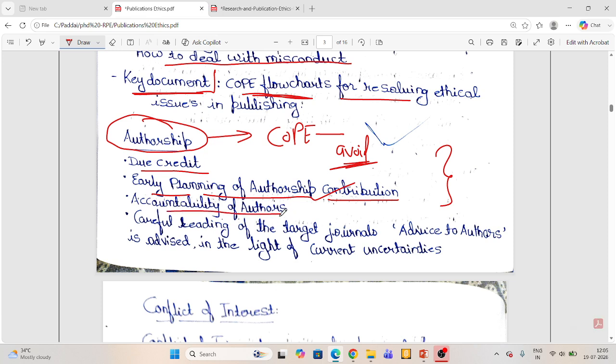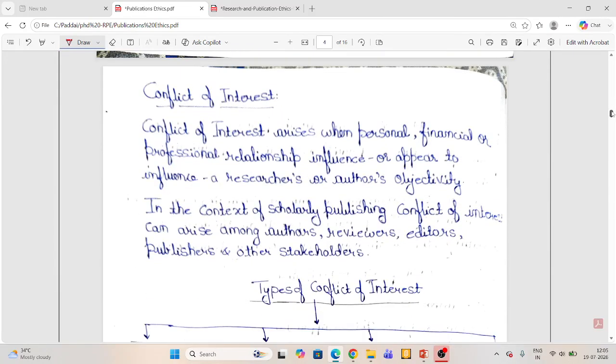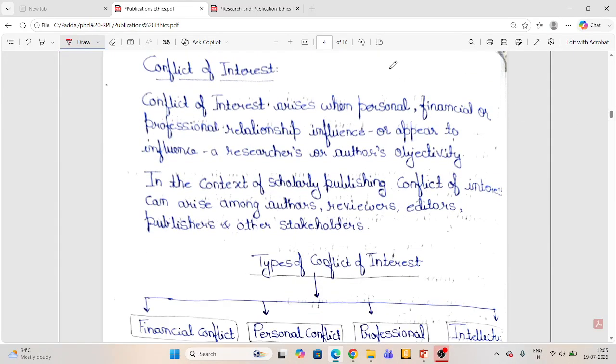Accountability of authors: every author should be given the right credibility, and they should take accountability for themselves and their work. Careful reading of target journals. Advice to the authors is given in light of current uncertainties. So this is the basic thing which COPE guides on authorship. Now, conflict of interest. This is again a very important issue related to publication ethics.